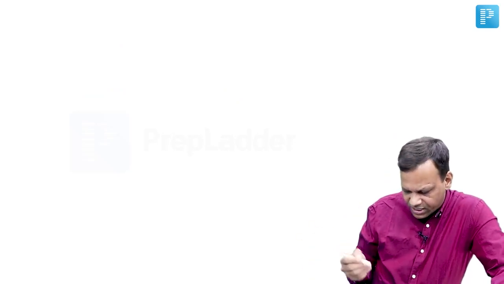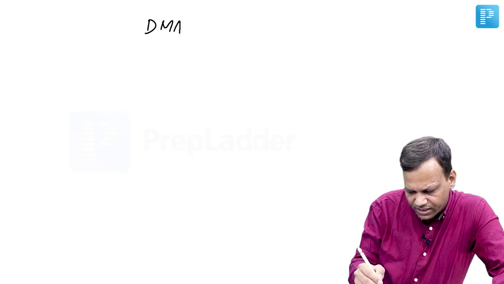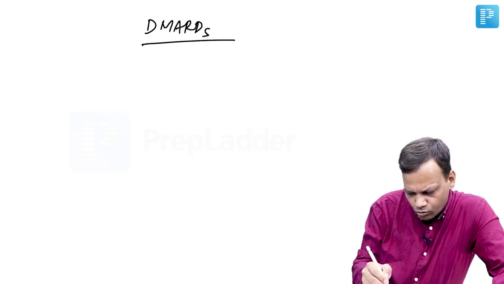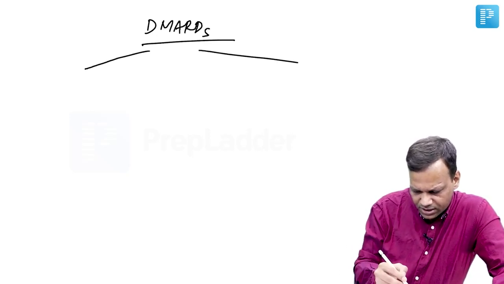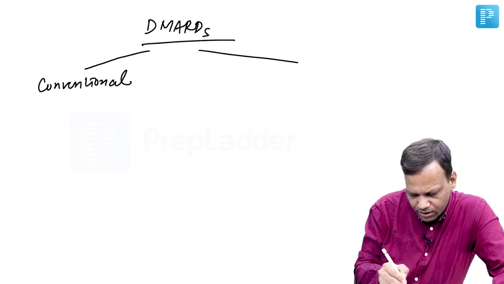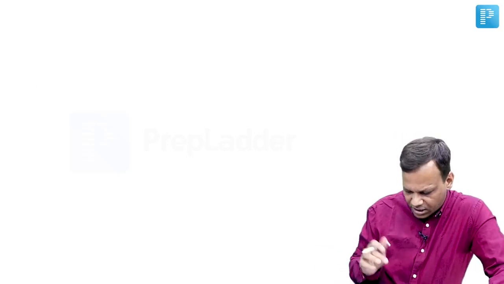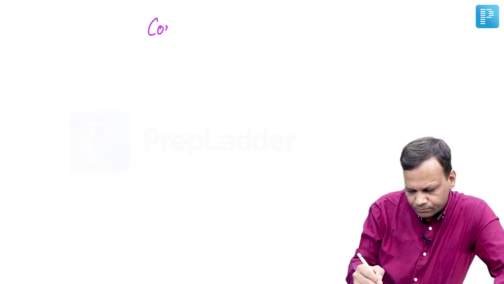And we have categories of DMARDs. Mainly we can divide DMARDs into two main categories. One is known as conventional DMARDs, the drugs which we have been using for a long time, and second, those which are made by recombinant DNA technology. These are called biological DMARDs. Starting with the conventional DMARDs.